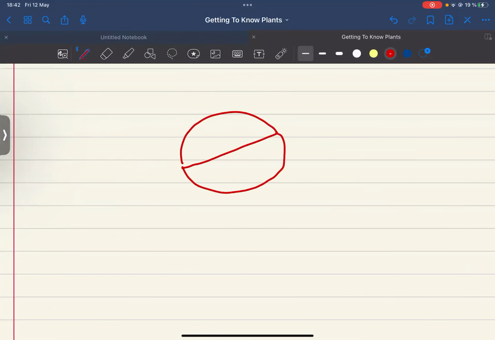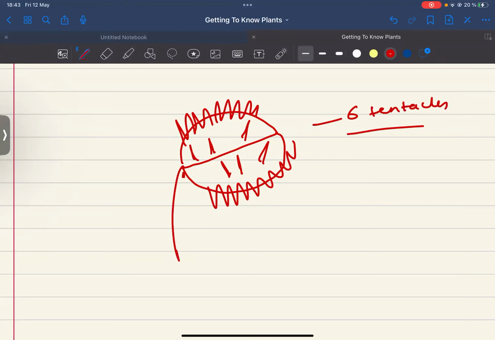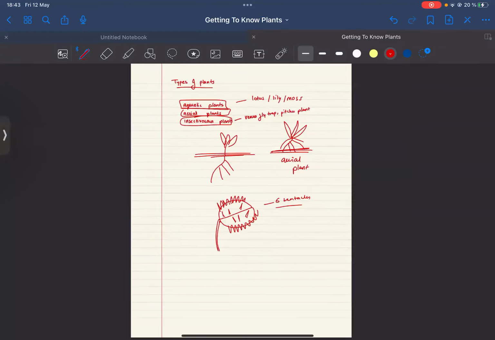The Venus flytrap looks something like this, right? So inside the Venus flytrap, you have tentacles. So how many tentacles do you have? Ma'am, 4. No, ma'am, around 9 to 10. We have 6 tentacles. Okay. So I hope it's clear for all of y'all.